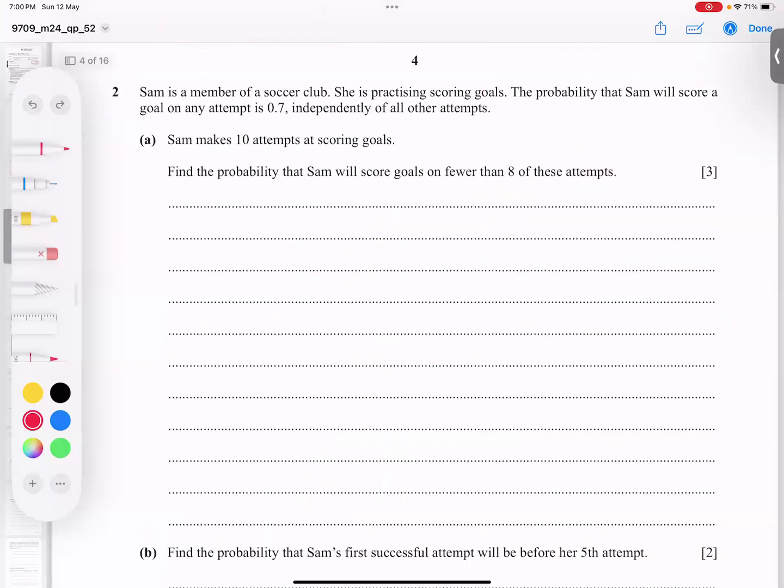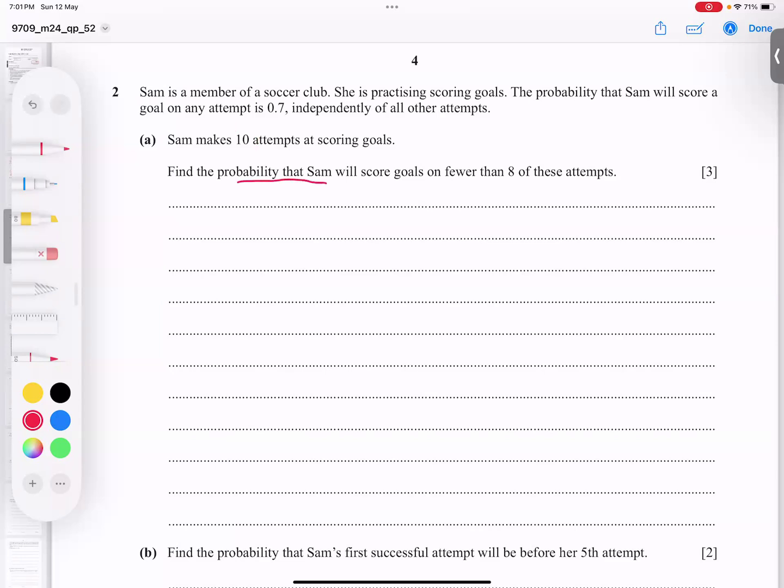Question number 2 we have. Sam is a member of a soccer club. She is practicing scoring goals. The probability Sam will score a goal on any attempt is 0.7. So chances of any, and what does "any" mean? Any means the probability is independent, not changing, constant. This represents probability that is constant and independent of other attempts. Okay, so Sam makes 10 attempts at scoring goals.